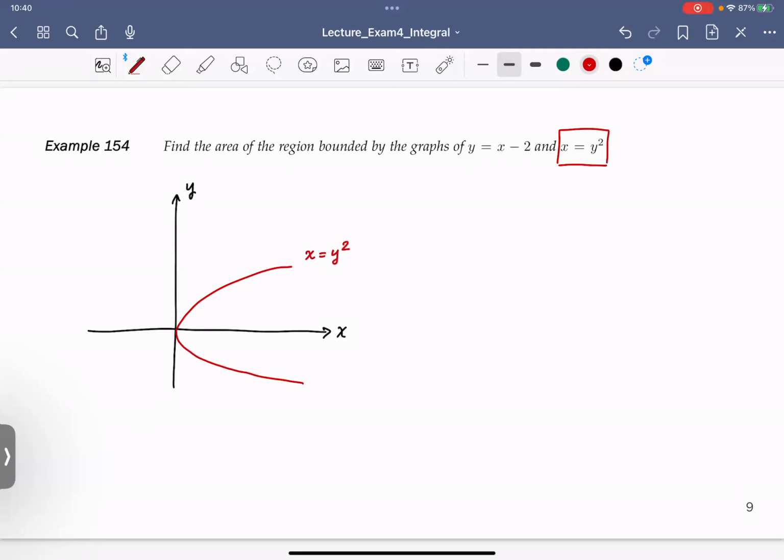It's just a parabola. And then you also have y equal to x minus 2. In order to plot that, if you let x equal to 0, you're going to have y equal to minus 2. And if you let y equal to 0, you're going to have x equal to 2. That means the graph is going to pass through the point (2, 0), and then through the point (0, -2).